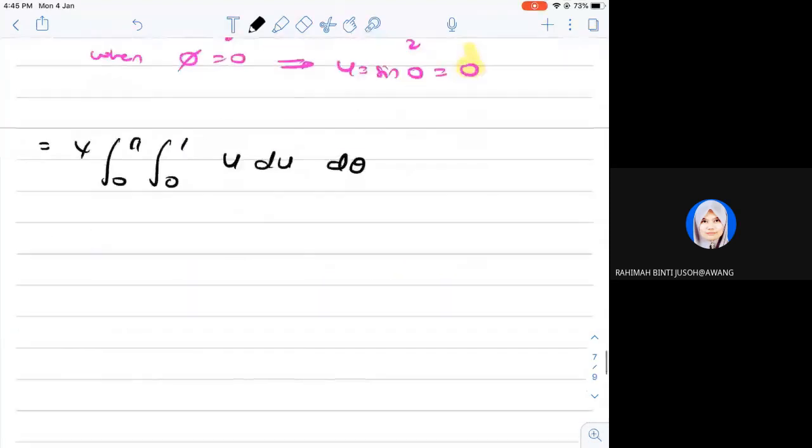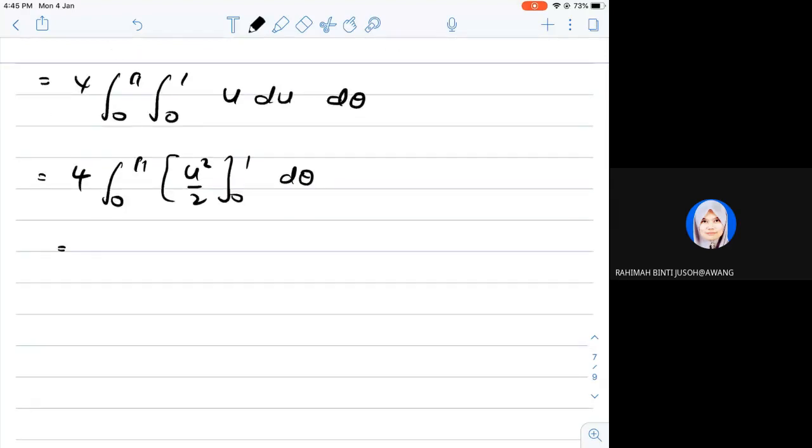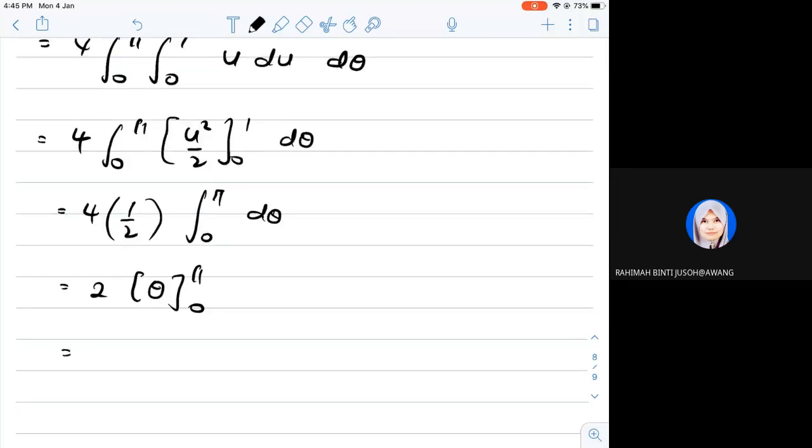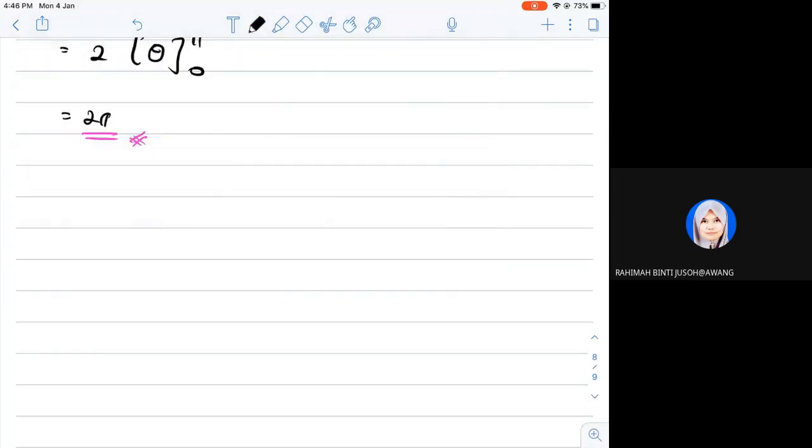So we just integrate u with respect to u. Of course, we have u squared over 2, isn't it? So u squared over 2, substitute 0 and 1, d theta. So we will have 1 over 2. So 4 times 1 over 2, and then integrate 0 until pi d theta. So 2 multiplied by the integral of 1 with respect to theta, you should get pi. Therefore, the answer is 2 pi. Okay, that's it. So that's the first question. Okay, next, question number 2.